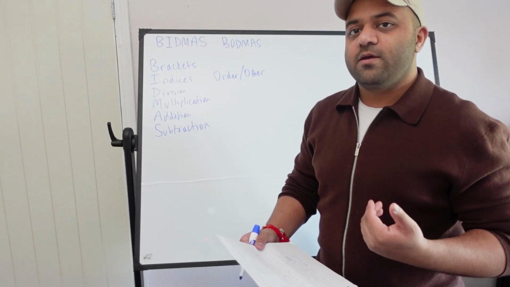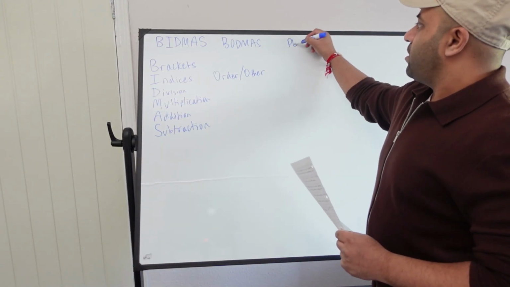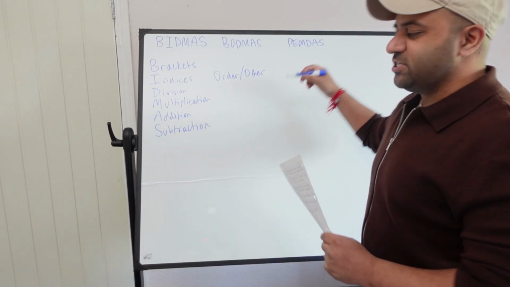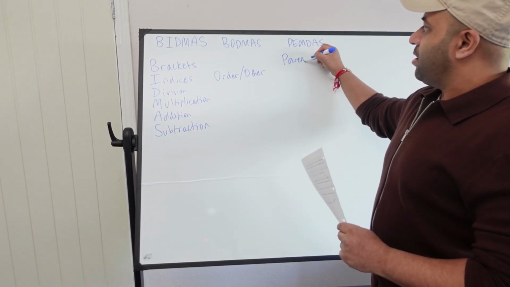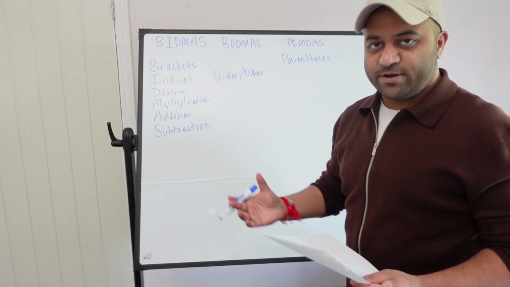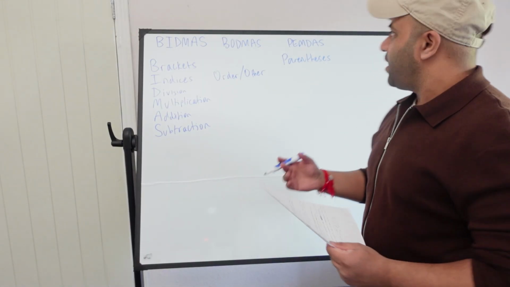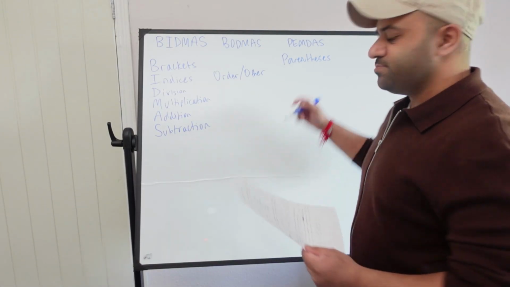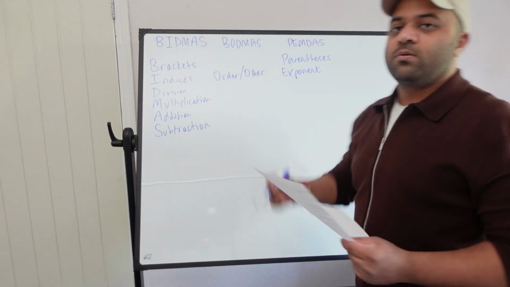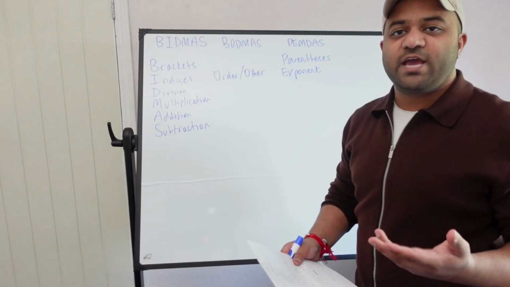Now in PEMDAS, the P stands for parentheses. Parentheses is just another word for brackets. It's used more in English rather than in maths. And the E stands for exponent, or an exponential, another word for power. And the rest of it, MDAS.